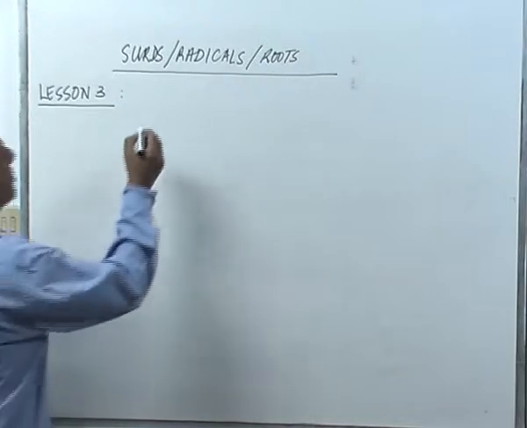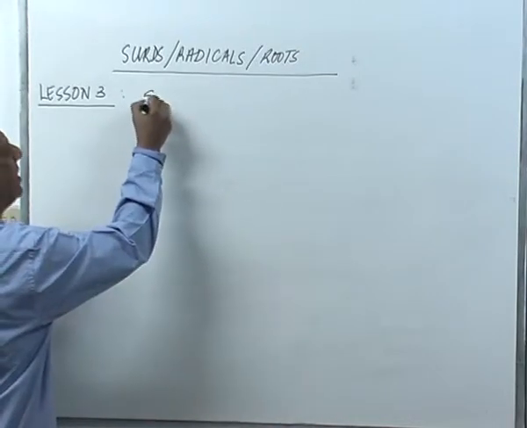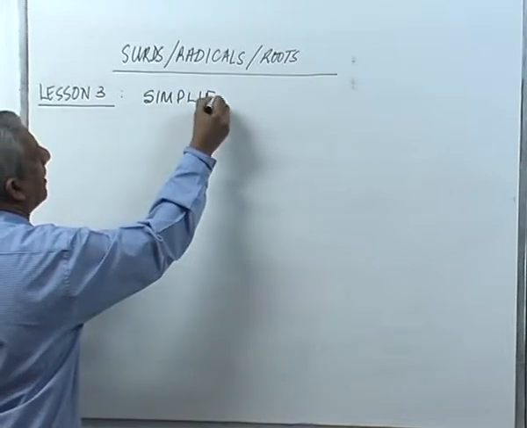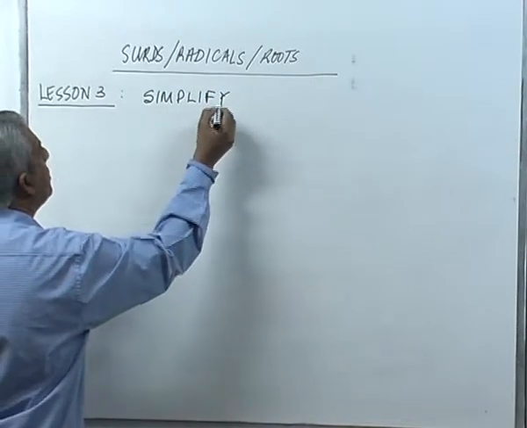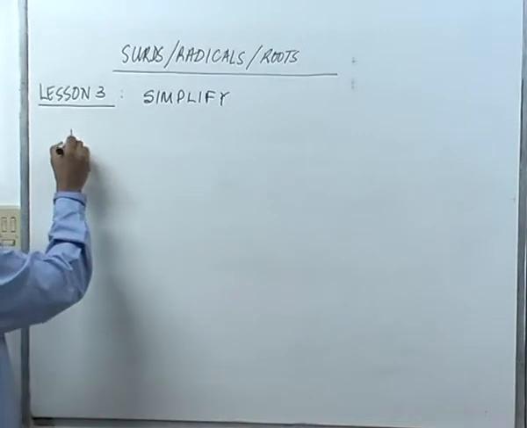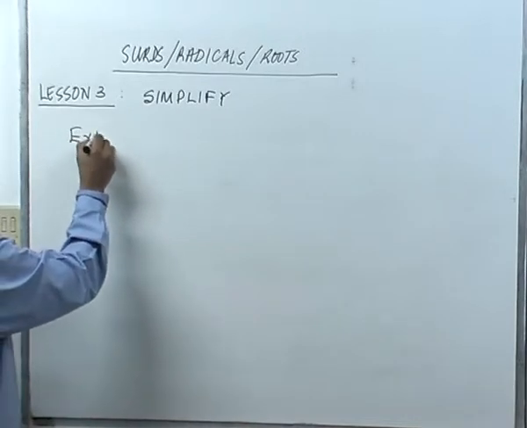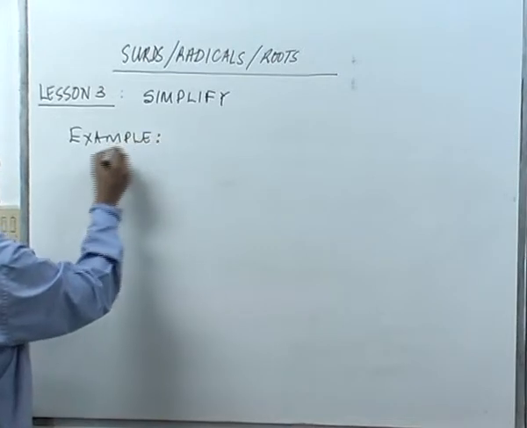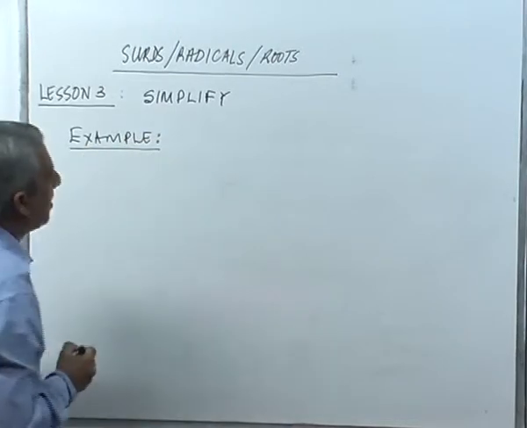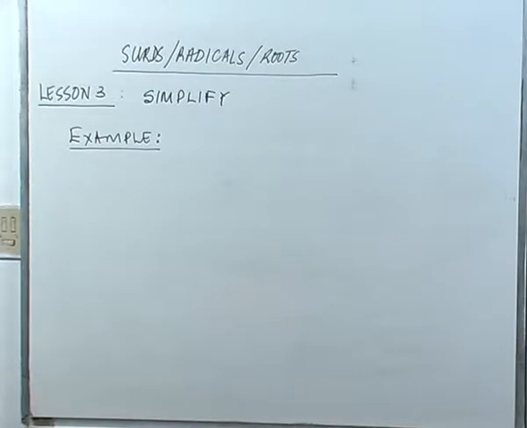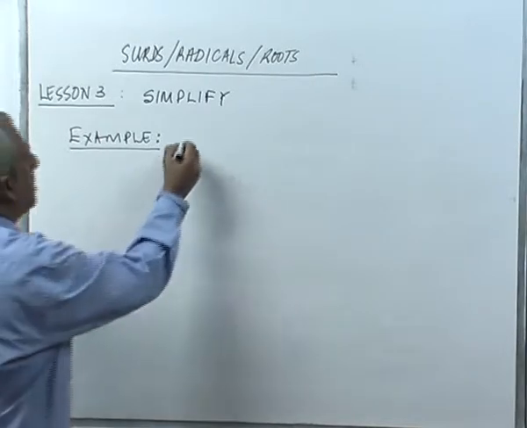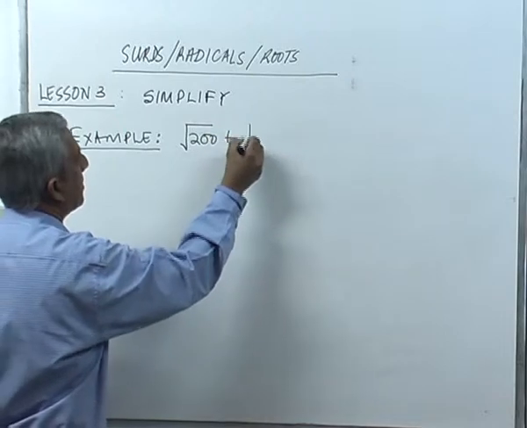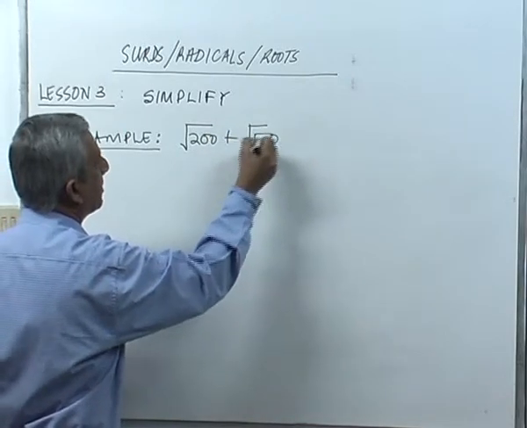Hello, welcome back to lesson 3. In lesson 3, we are saying simplify. Simplify means you read the question and use any knowledge that you have and apply it to the example. For example, in this question we are saying simplify square root of 200 plus square root of 50.